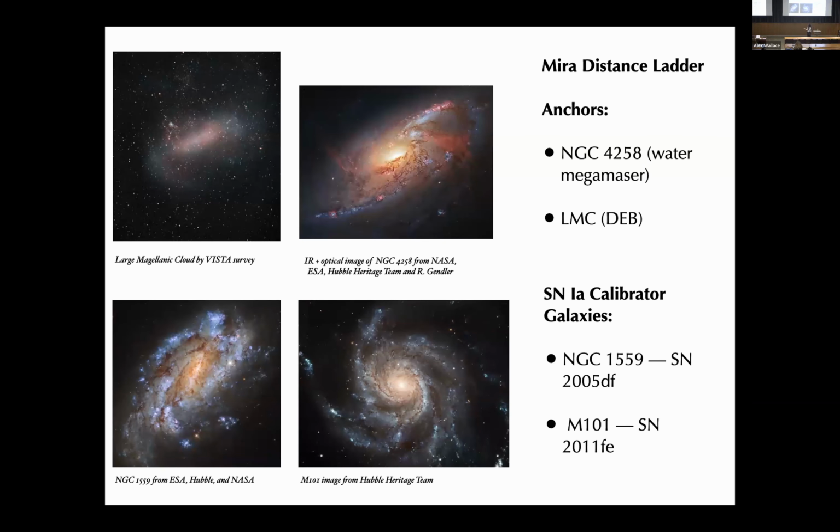So here's what the Mira distance ladder with HST actually looks like. We have two anchors, two galaxies where we have geometric measurements that we use to calibrate the absolute magnitude of the PL relation. And that's NGC 4258 and the LMC, where we use detached eclipsing binaries. And then two type Ia supernova calibrator galaxies, so galaxies that were host to recent type Ia supernovae with good photometry. And that's NGC 1559 and M101.